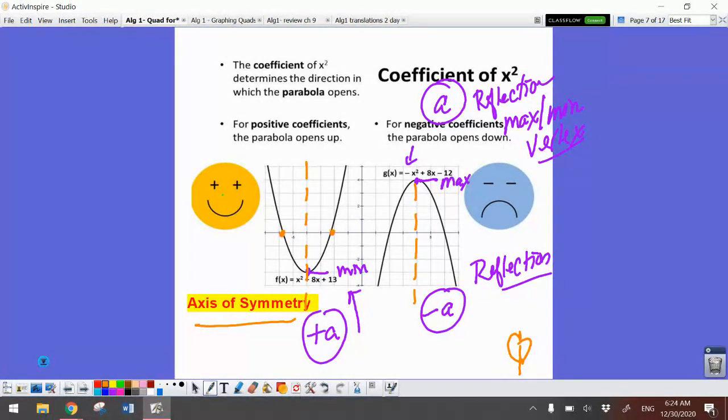And it is also controlled by the A, by the vertex. They're all connected together. So that A is the most important part of our graph. Okay?